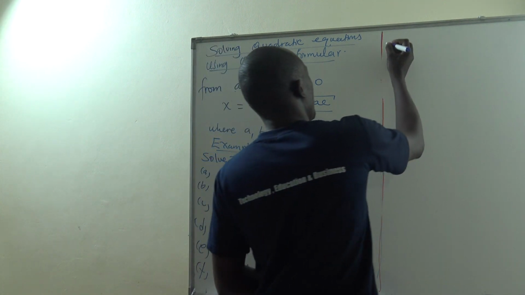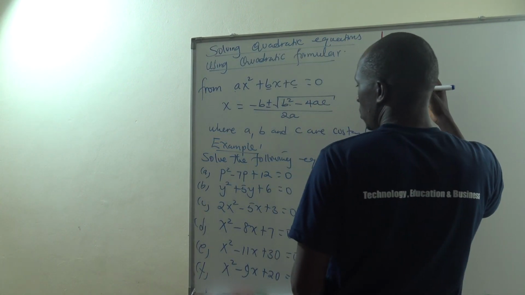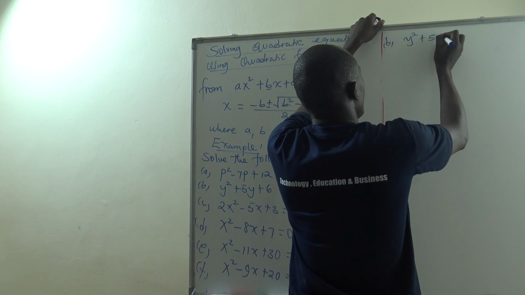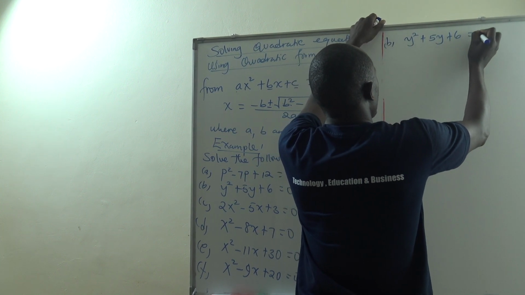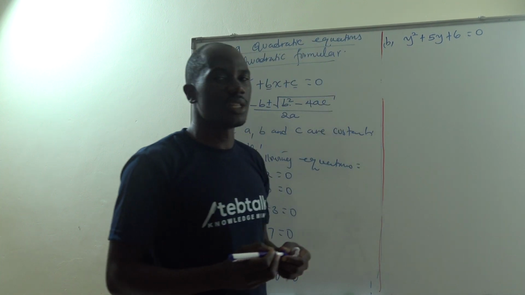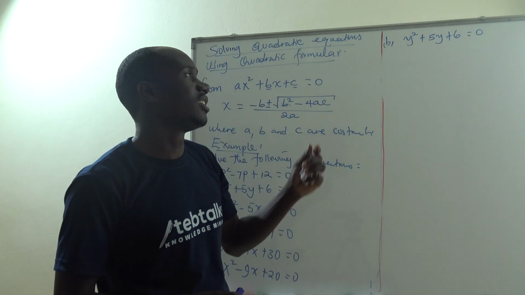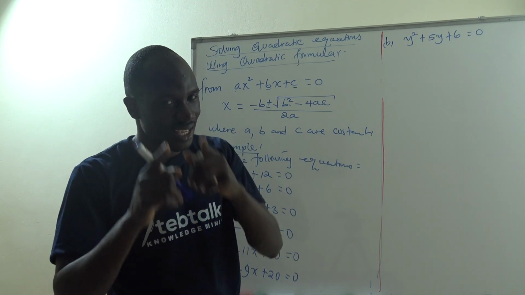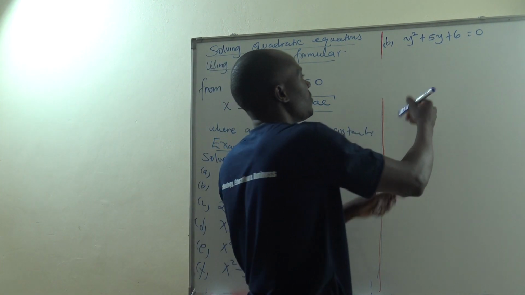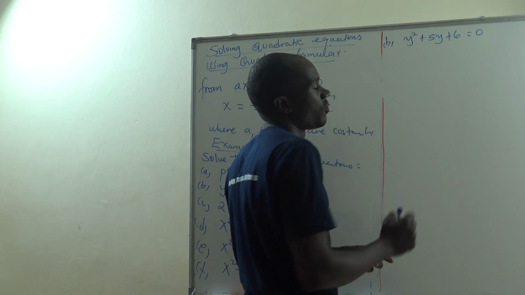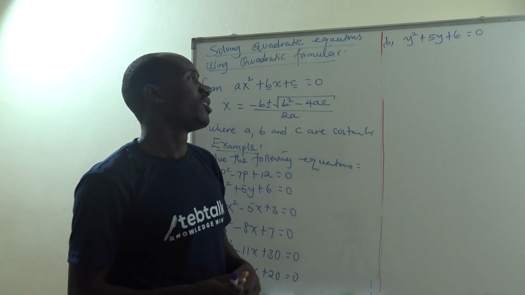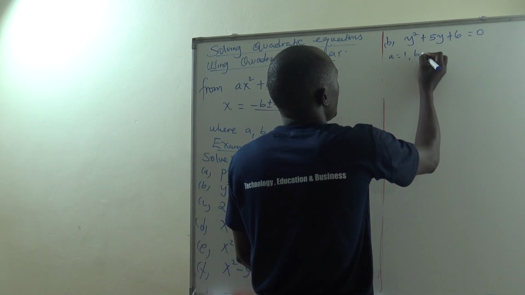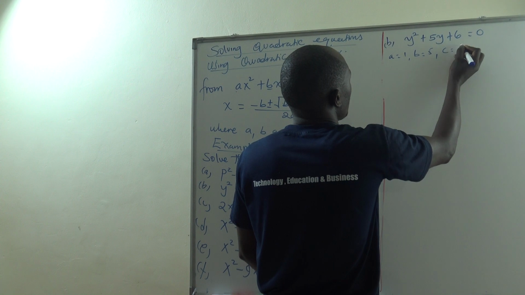So part B goes that we solve the question y squared plus 5y plus 6 equals 0. So what we are going to do with this, we are going to start comparing it with ax squared plus bx plus c equals 0. Then what do we do after comparing? The coefficient of y squared stands for a. So what is a here? a is 1, b equals 5, and c equals 6.